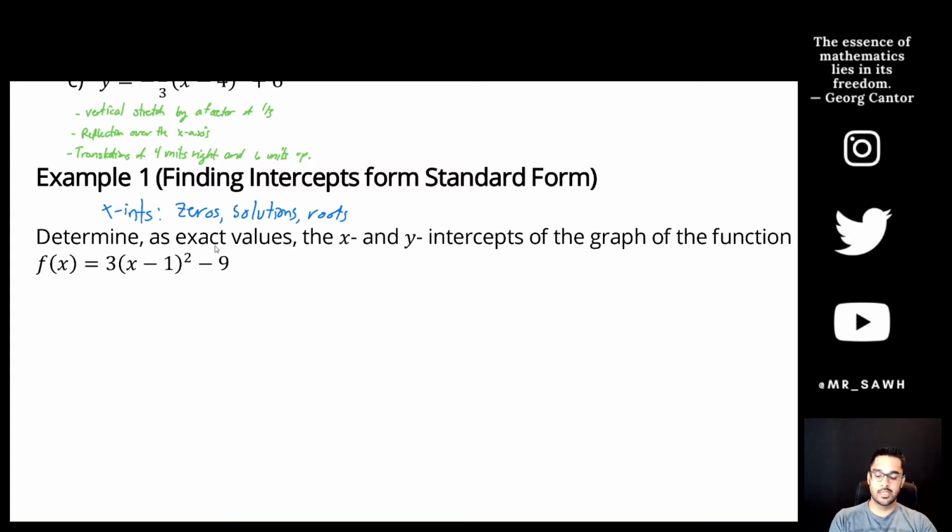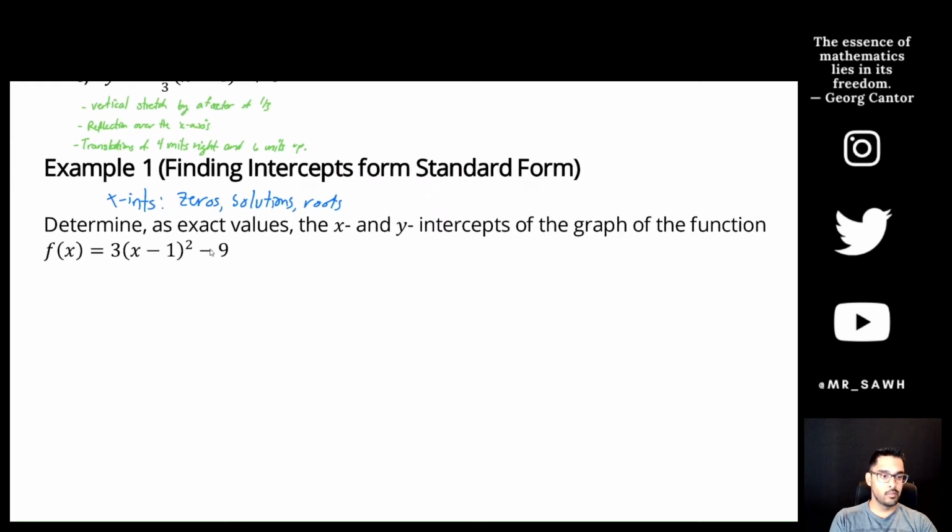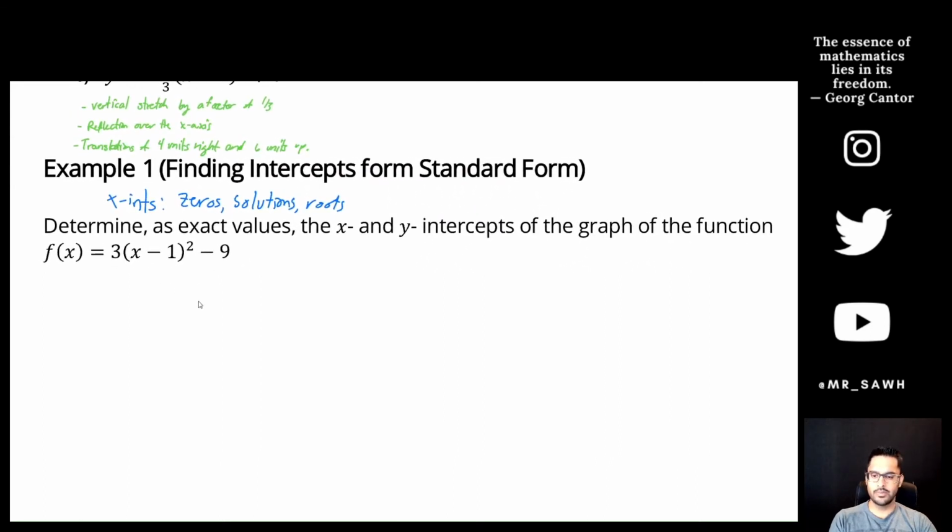And we're asked to do this as exact values. So given the form that it's in, I don't want to do decimals or anything like that. And I don't really have to factor it. So there is another way that we can do this, and it uses the idea called isolation. So really what you're going to do is get your variable by itself, is the goal. So let's go do the y-intercept first. It's a little bit easier to think about.